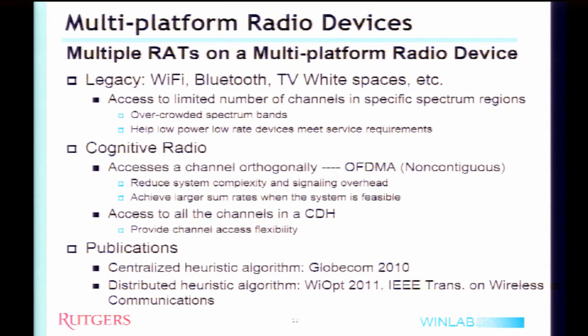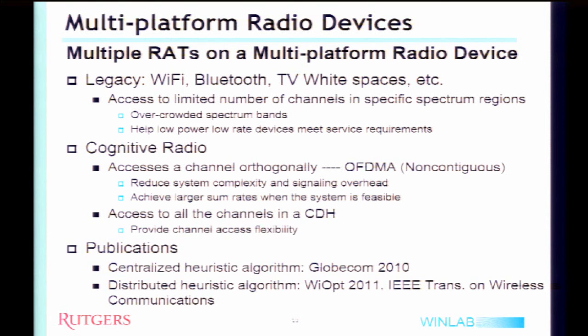So the device we consider in a CDH is actually a multiple-radio device, and there are multiple radios located on a single radio device. There are two groups of radios here. The first are the legacy radios, like Wi-Fi and Bluetooth. These legacy radios can access a limited number of channels in a very specific region, so they have limitations. Usually these bands are overcrowded.